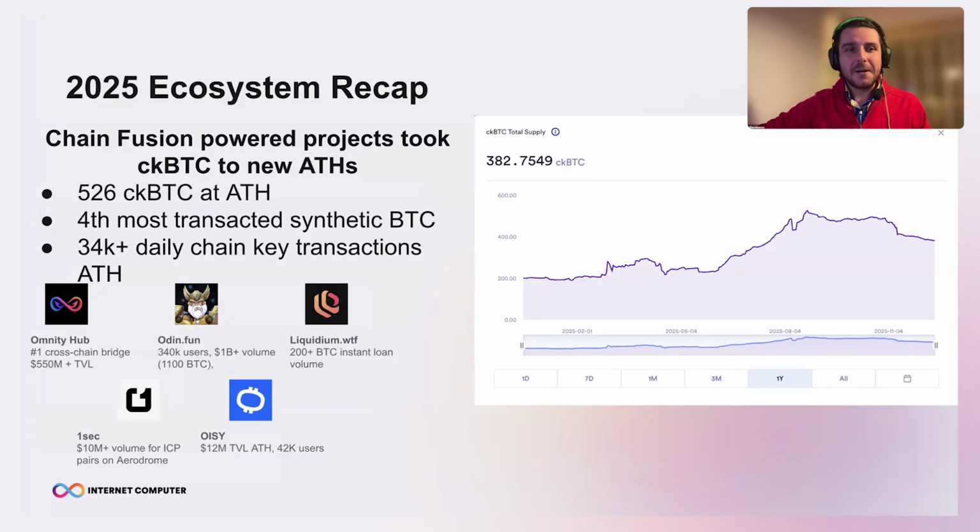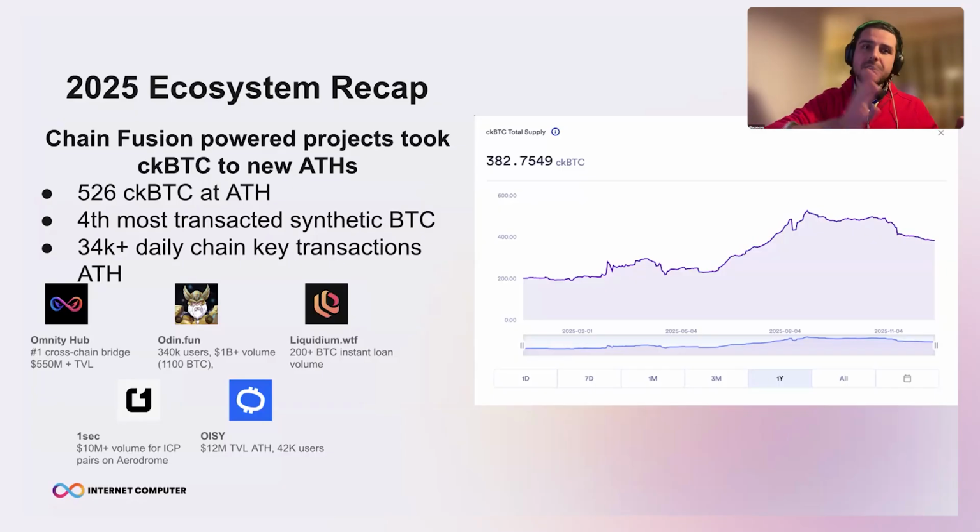Then Odin.fun launched, I think it was in February of this year, and from February to December, they managed to get 340,000 users and more than $1 billion in volume. I think this is quite an impressive achievement, and kudos to the Odin team for reaching these new heights. And also Liquidium, the lending and borrowing protocol built on the IC for the Bitcoin ecosystem, actually transitioned from their old mechanism for loans to instant loans this year.